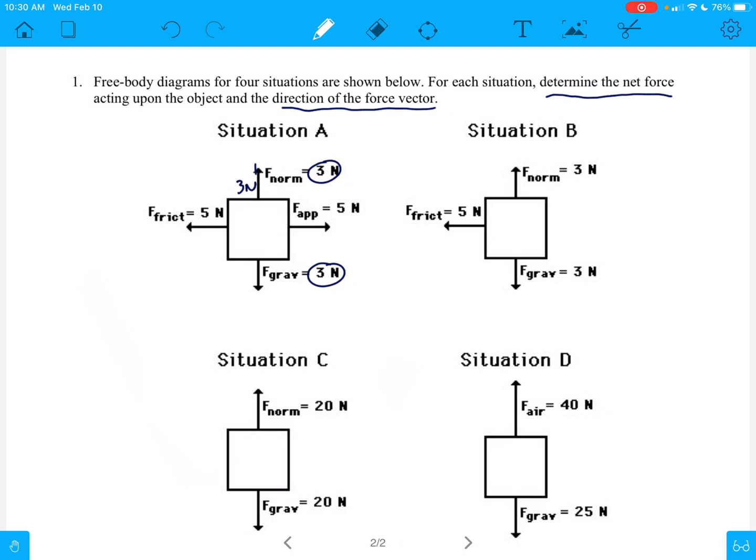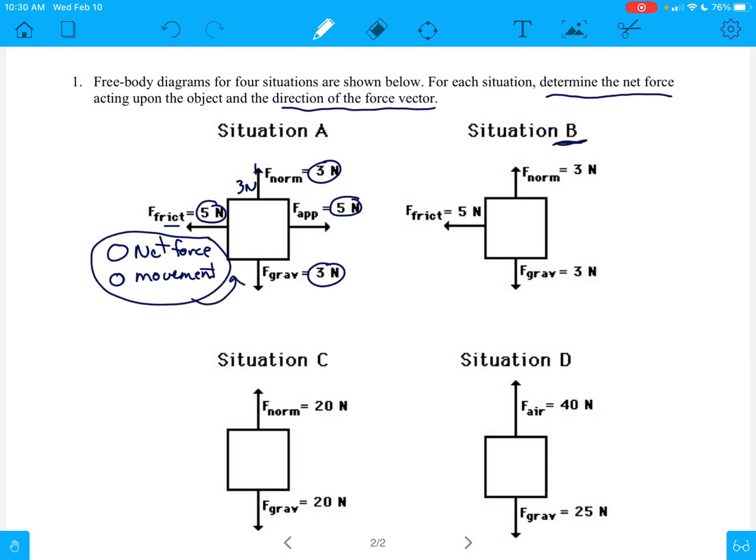Is it going to be moving up or down? No, it's balanced. Let's look at this one. 5 newtons going in this direction and 5 newtons going in that direction. No, those are balanced too, aren't they? So in this situation, we're going to say 0 net force and 0 movement. Okay, so 0 net force, 0 movement. That's what's going on in this situation right here.